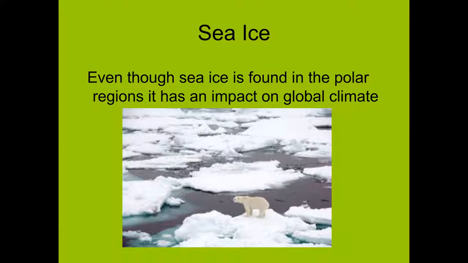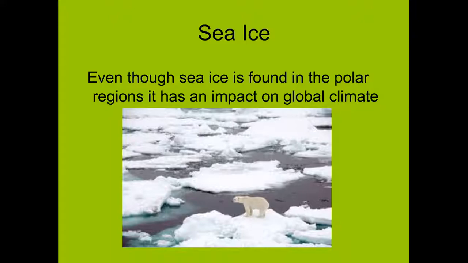We're experiencing the positive greenhouse effect right now in our lifetimes. That is going to influence sea ice, all right? Sea ice is found in polar regions, so that would be near the North Pole, the South Pole, Antarctica, the Arctic, all that good stuff.